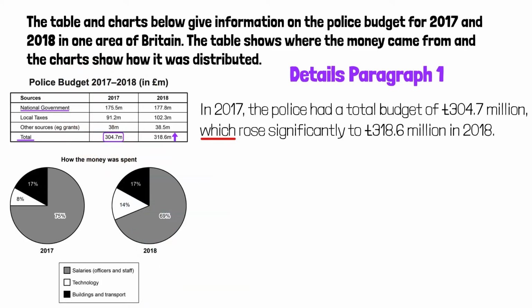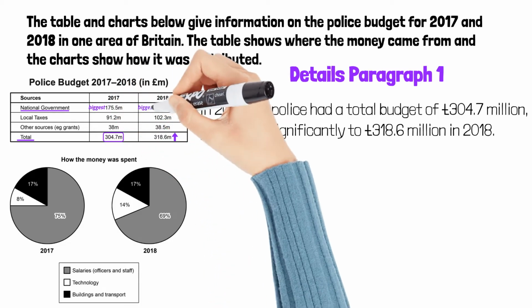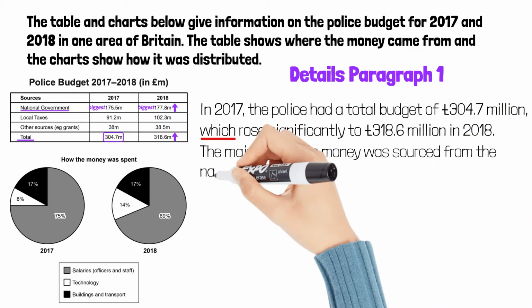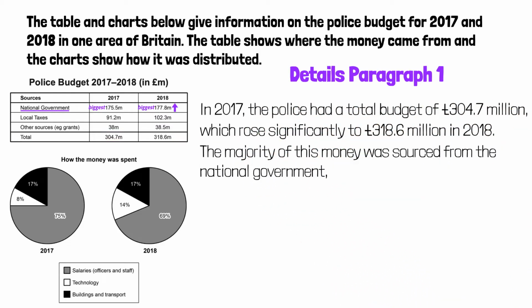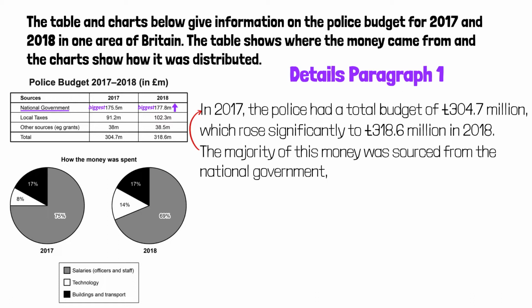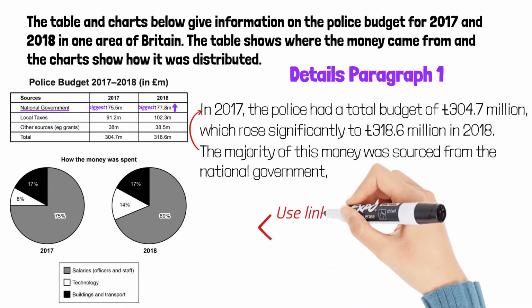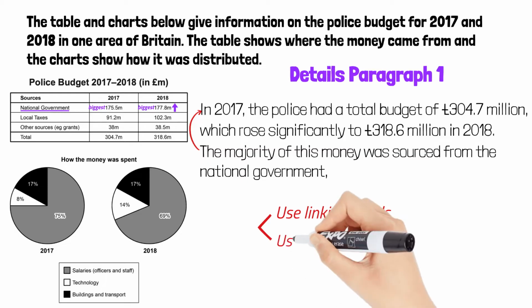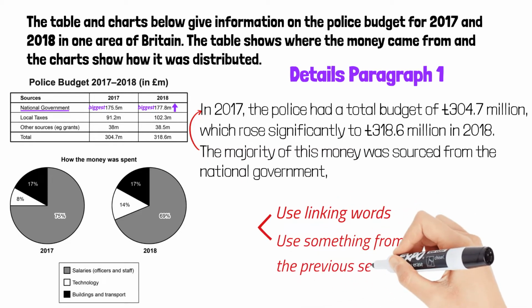Now, the national government. Apart from describing the increase, I will also mention that it was the biggest category in both years. The majority of this money was sourced from the national government. Please note that I didn't use any linking words to link these 2 sentences. But it doesn't mean there is a lack of coherence. Linking words are just one of the several ways to link sentences and paragraphs. Another way is to use something from the previous sentence.